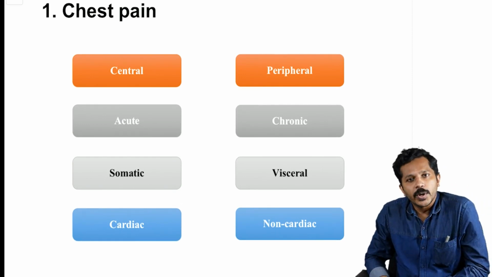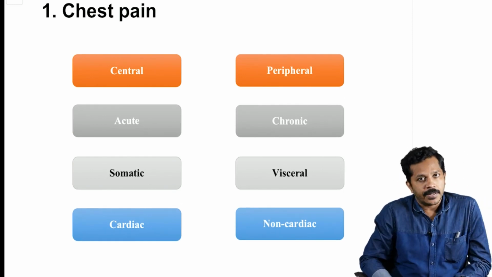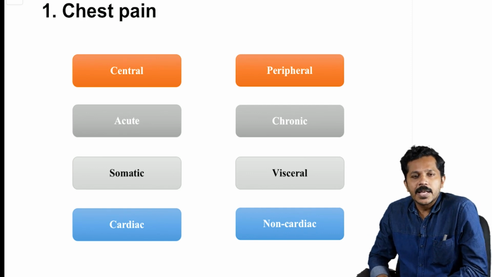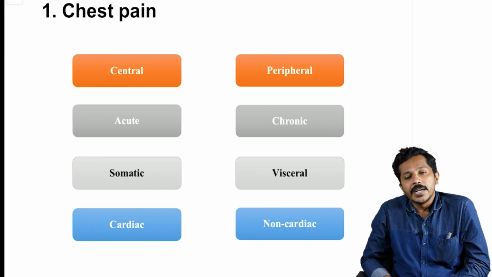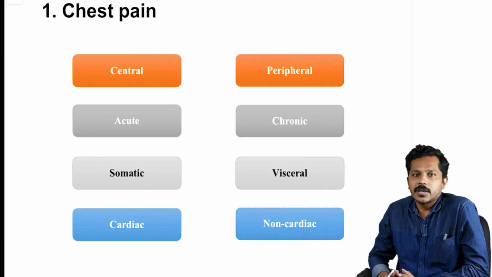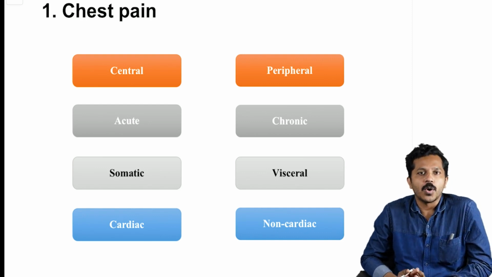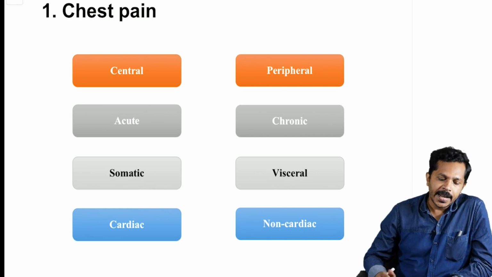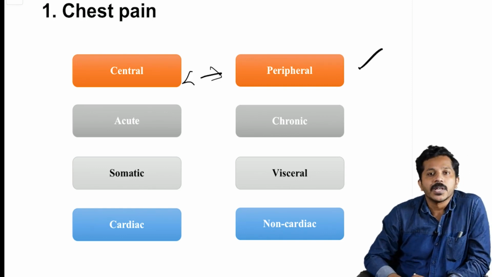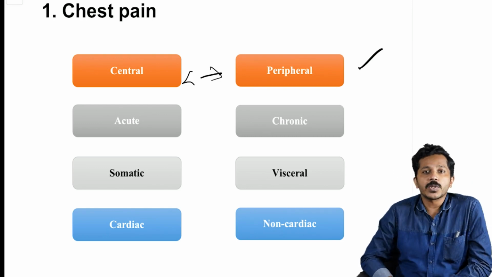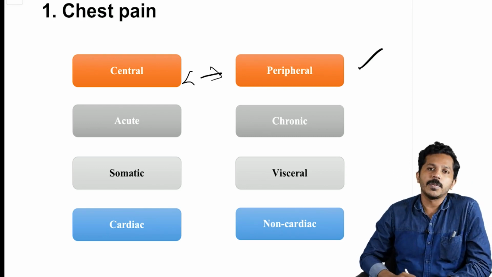Now we are going to analyze the symptom called chest pain. Chest pain, as you know, is a pain that originates from any part of the chest. We can divide chest pain into different classes based on how we understand the symptom. The first important classification is central versus peripheral chest pain. Pain can originate from the center of the chest or from the periphery of the chest.